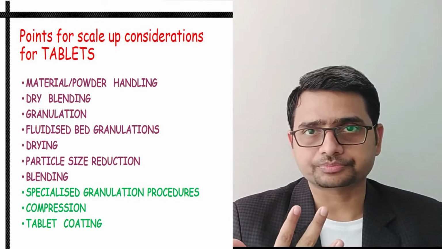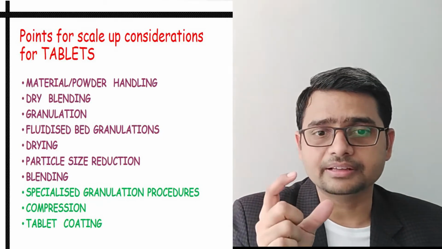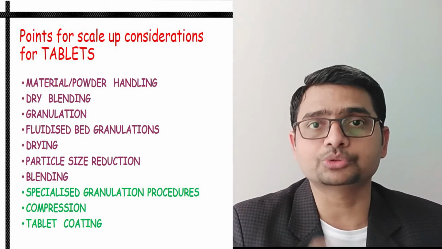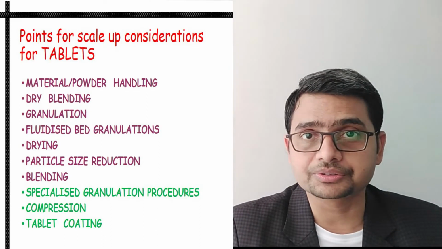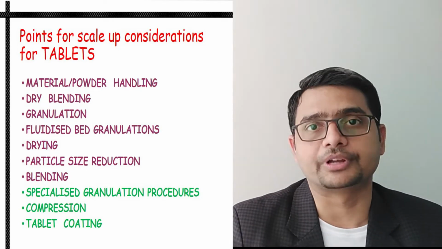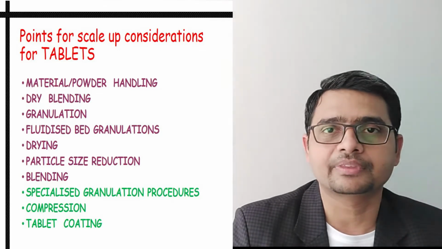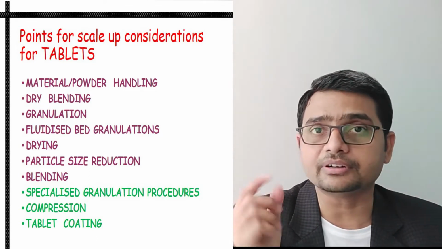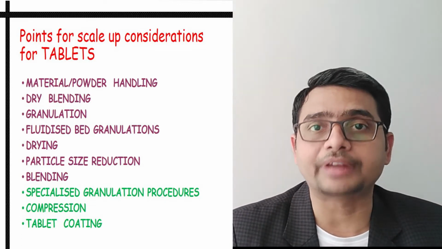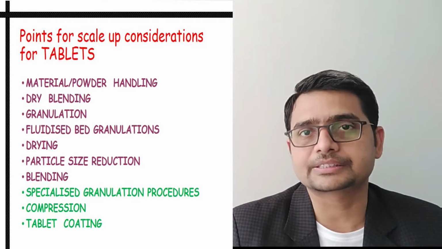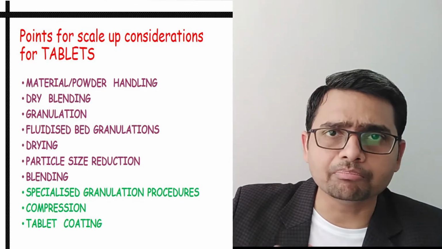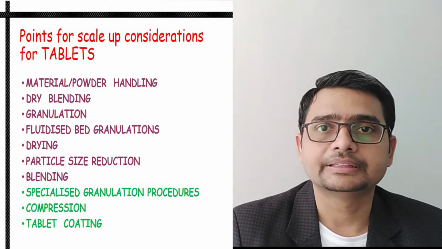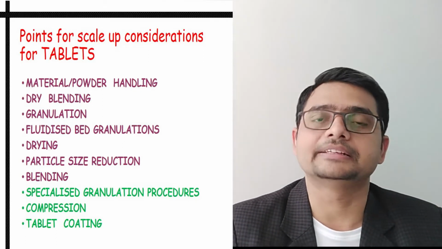Then the concept of blending. And the last three points, in green color, ultimately lead to the final appearance and quality of the product. That is first specialized granulation procedures, then compression, and then the concept of tablet coating. So more or less, these are the points which we have to control during the study of these scale up techniques.